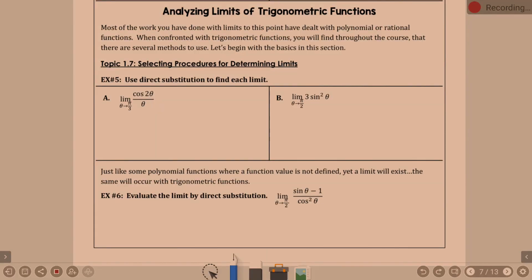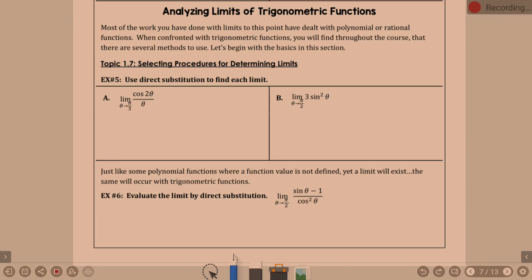Lesson 1.5, analyzing limits of trig functions. So their comment there is most of the work we've done so far has been with polynomials or rational functions. Okay, so trig functions, there's some different methods we can use. One of which you'll notice is direct substitution. That is still an option. Plug it in and see what happens.